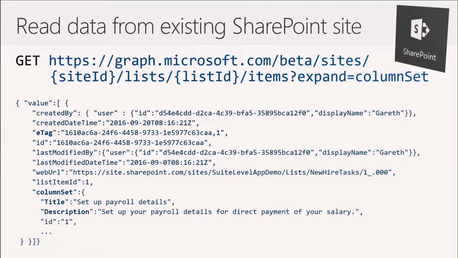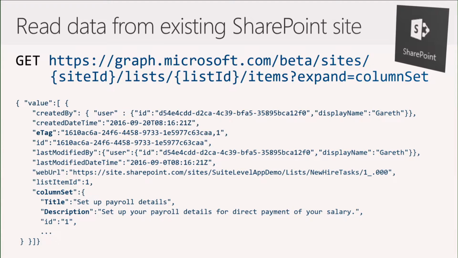And then once I've got a site, every SharePoint site has a set of lists on it, as you're used to with SharePoint. So I'm going to enumerate those and get a list ID. And then I'm going to get the set of items in the list and just pull that data back. And I'm going to take advantage here of one of the more powerful things in the graph and say, hey, I'm going to expand the column set.